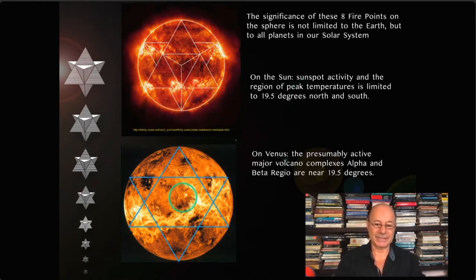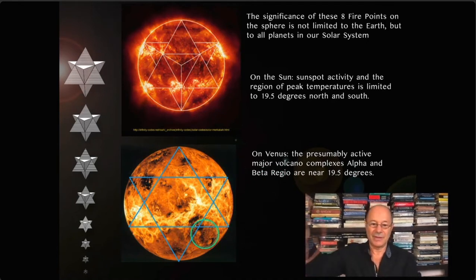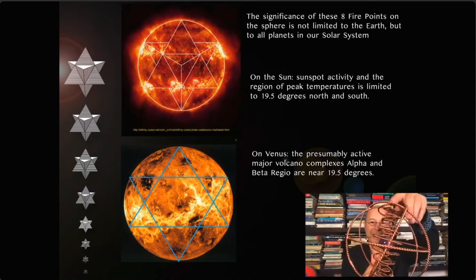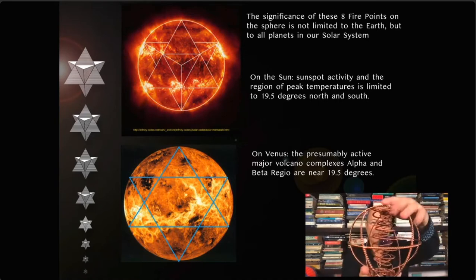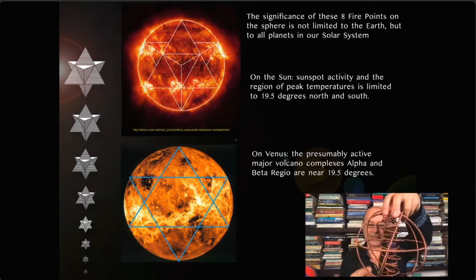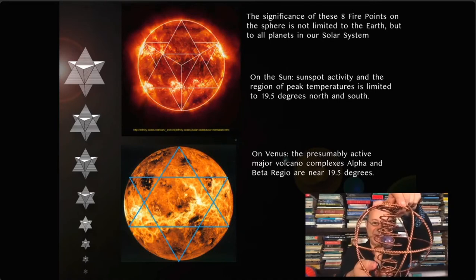If we were to put the star tetrahedron inside the Earth, you'd see inside Venus, say, that there are major volcano complexes on Venus called Alpha and Beta Regio, and they're also on these 19.5 degree latitudes. So when we look at, say, the Earth or a planet or the sun, we can see that there's a dynamic symmetry. There are fields going around the planet, and also fields being created within the planet as well.